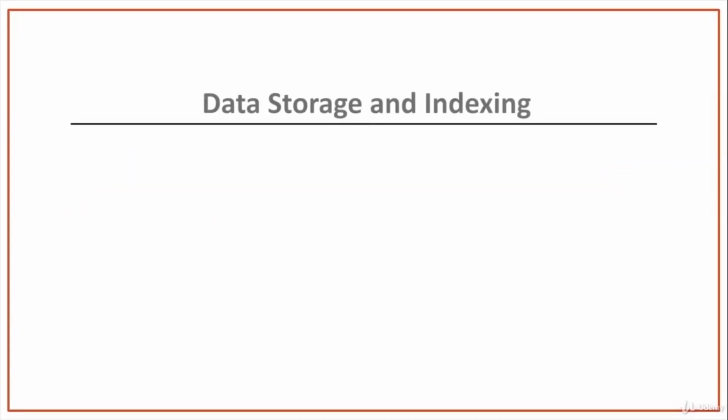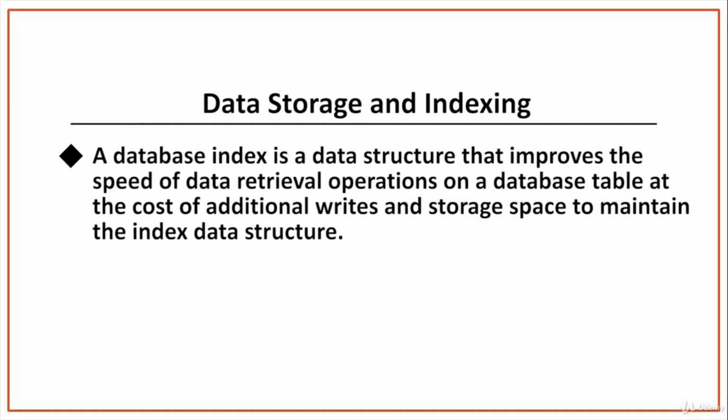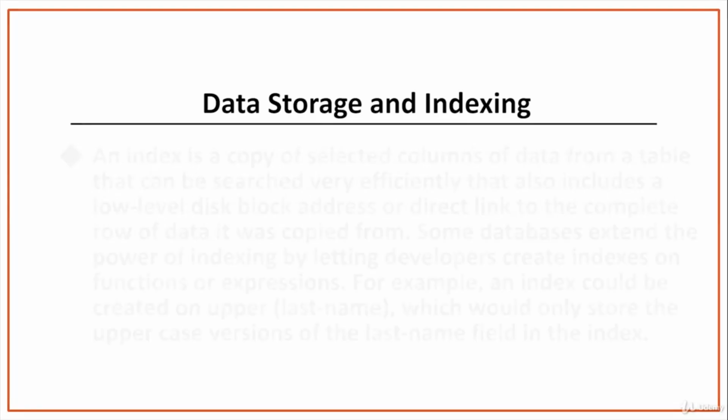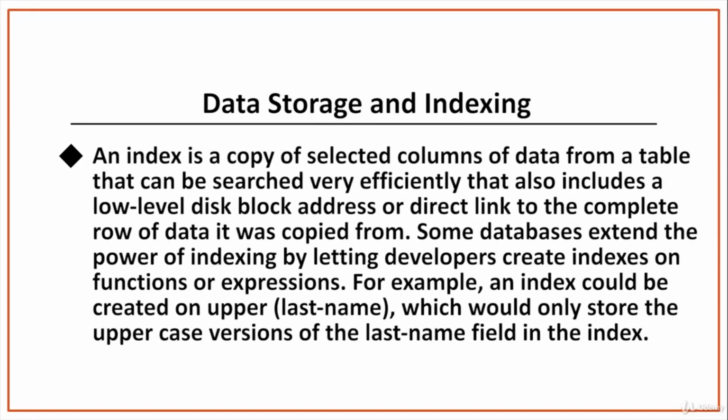A database index is a data structure that improves the speed of data retrieval operations on a database table at the cost of additional writes and storage space to maintain the index data structure. An index is a copy of selected columns of data from a table that can be searched very efficiently, that also includes a low-level disk block address or direct link to the complete row of data it was copied from.